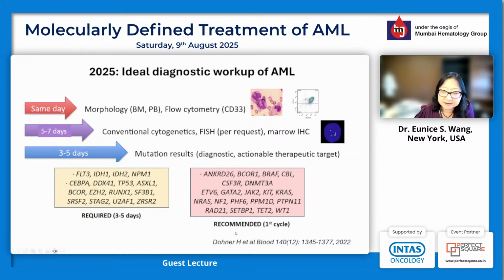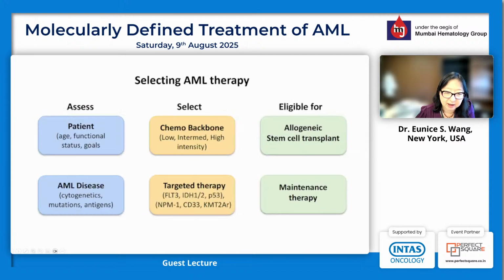There is also a second set of gene mutations which are targeted at further refining long-term outcomes and may be of therapeutic and research interest. These are recommended to be done in the first cycle, but carry less importance and significance than the first set. So number one, you can see that there are multiple gene mutations. In the past, we would look just at FLT3 and NPM1. We now have incorporated IDH1, IDH2, and a number of what we call secondary mutations, which guide our disease.